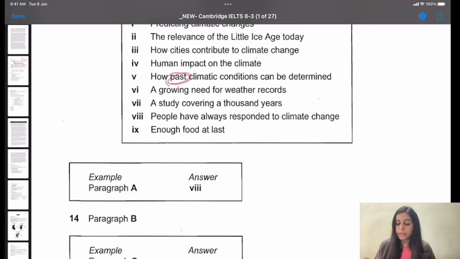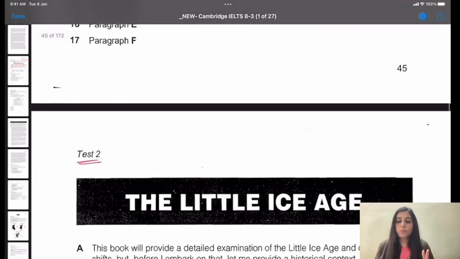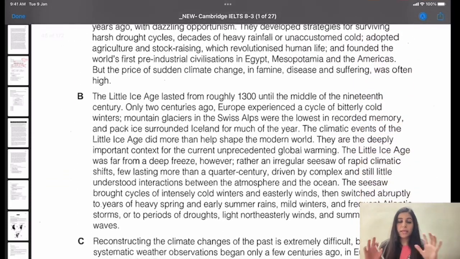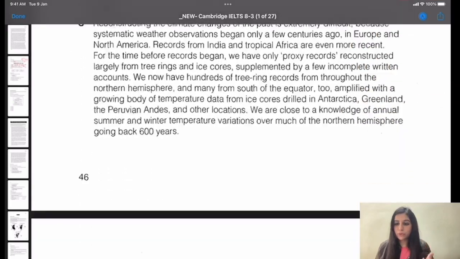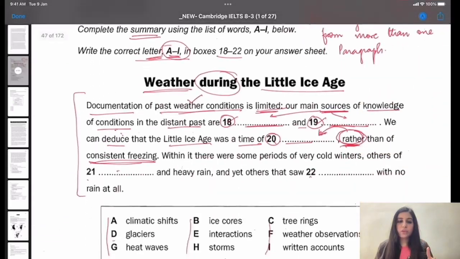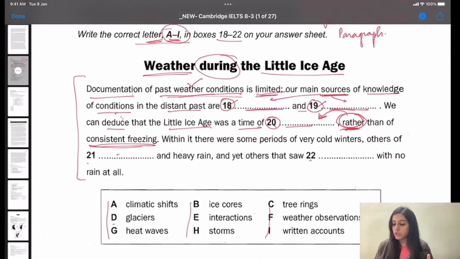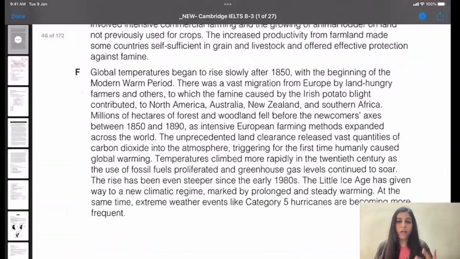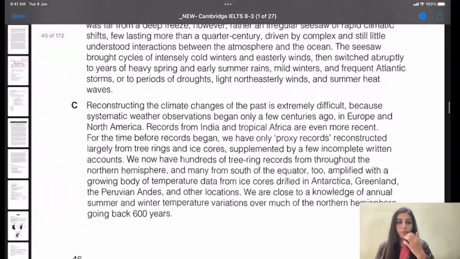Then C was how past climatic conditions can be determined. So past climatic conditions, this should ring a bell. This is how one question will help you in understanding or coming up with the answer to another question. So the answer most probably would be in paragraph C. In any case, we'll skim and scan through each of the paragraphs and locate the keywords during the little ice age, and apart from that, documentation of past. So a paragraph that is talking about the documentation.